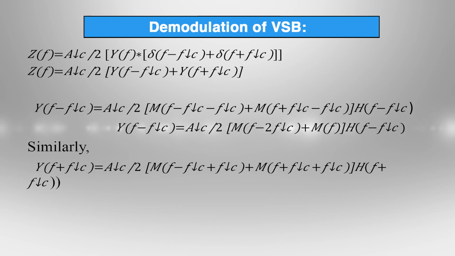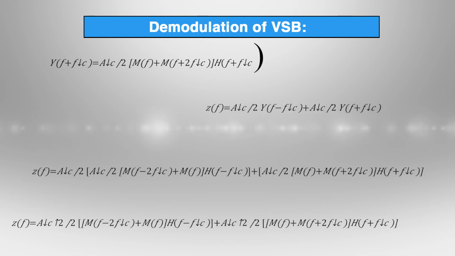Similarly, we can write Y(f + fc), which is equal to Ac/2 times [M(f − fc + fc) + M(f + fc + fc)], the whole multiplied by H(f + fc). It can be further simplified as Y(f + fc) equal to Ac/2 times [M(f) + M(f + 2fc)], the whole multiplied by H(f + fc).